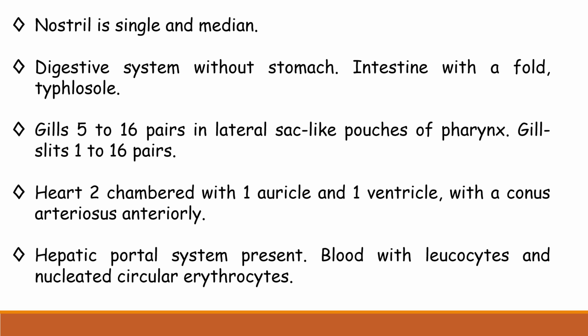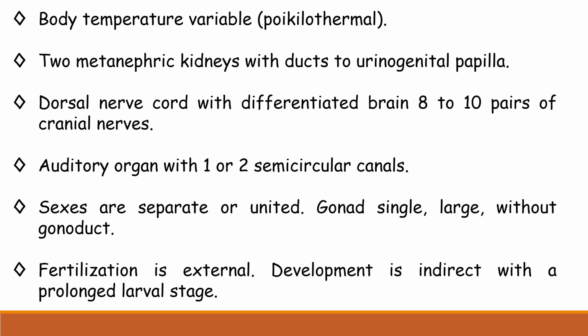Hepatic portal system is also present. Blood with leukocytes and nucleated circular erythrocytes is present. Body temperature is variable, meaning they are in the cold-blooded animals category. There are two metanephric kidneys with ducts to the urogenital papilla. Dorsal nerve cord with a differentiated brain is developed for the first time, and 8 to 10 pairs of cranial nerves are present. Auditory organs have one or two semicircular canals.